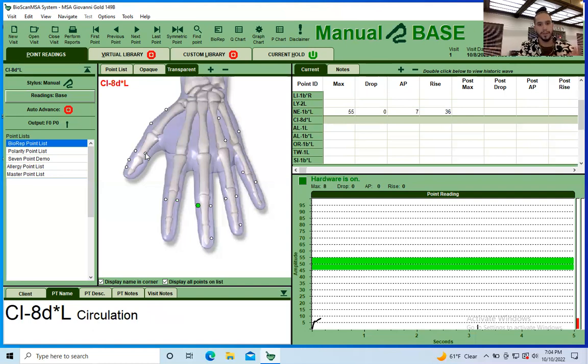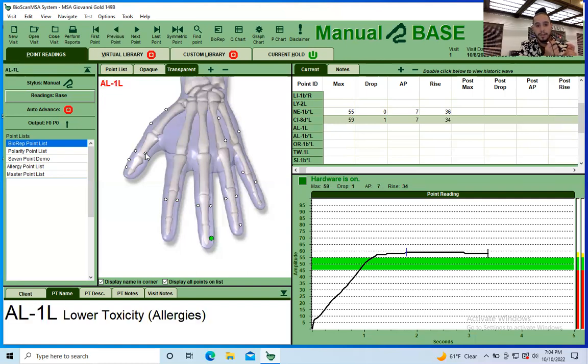Alrighty, we're going to move on to circulation, onto that middle finger. Looks like my circulation is a little bit high. This is always my favorite and most interesting, the lower toxicity point. In this point, we can see a little bit about microbials, heavy metals, and how the lower chakras are doing as well, more so like solar plexus chakra down.